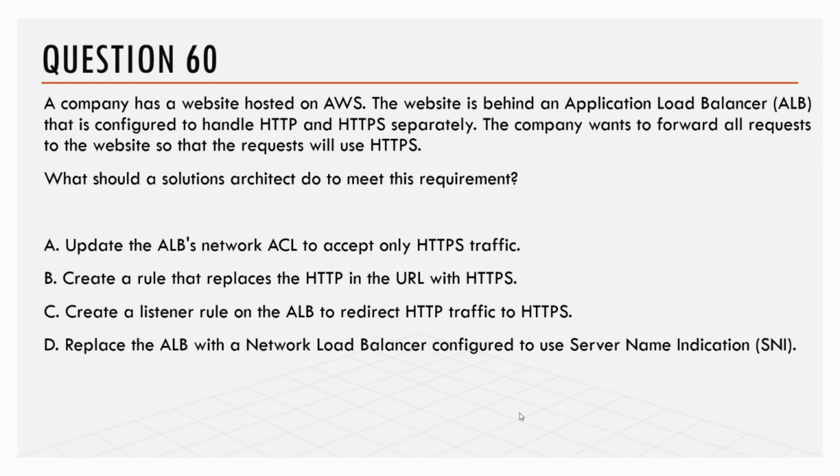Update the ALB's network ACL to accept only HTTPS traffic. Option B. Create a rule that replaces the HTTP in the URL with HTTPS. Option C. Create a listener rule on the ALB to redirect HTTP traffic to HTTPS. Option D. Replace the ALB with a Network Load Balancer configured to use Server Name Indication, SNI.